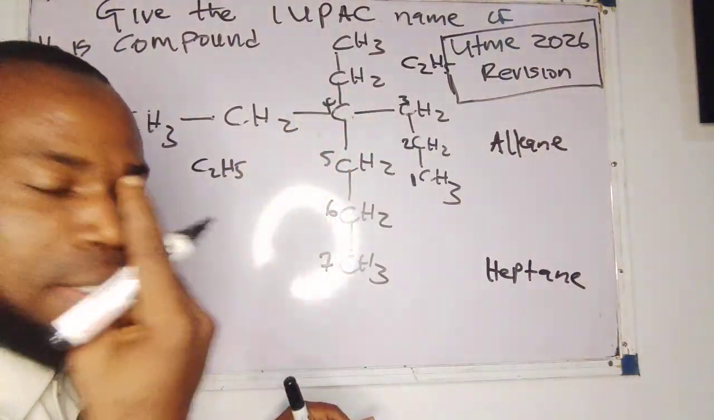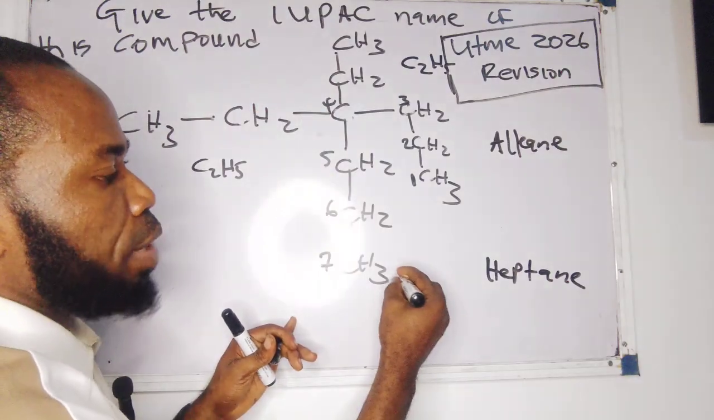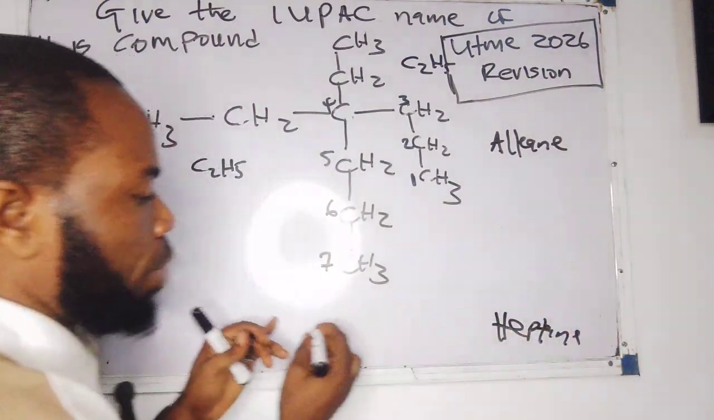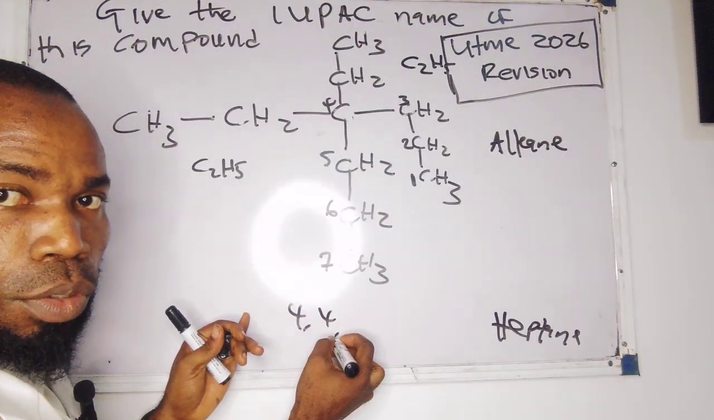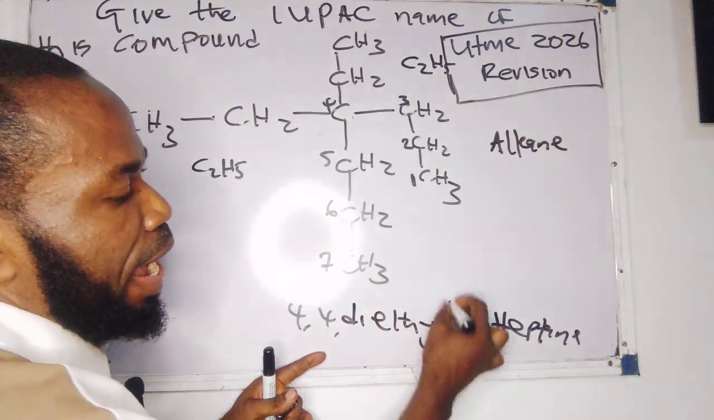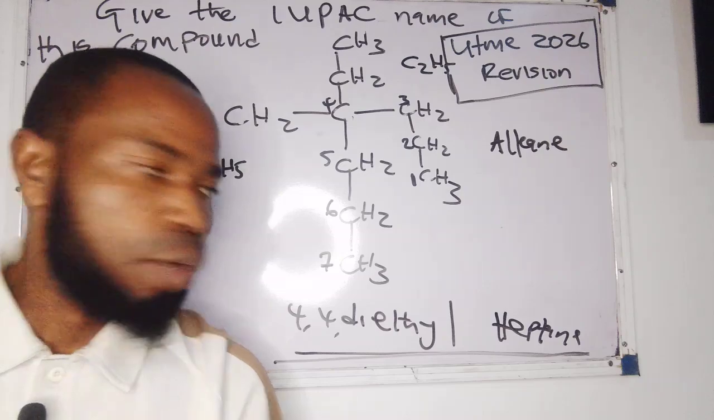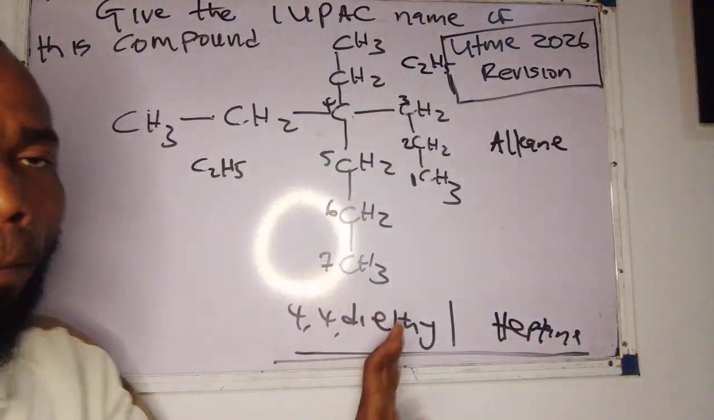But I have two ethyl groups, so I have to be very careful. One is on carbon number 4, another one is also on carbon number 4. So what will I do? Let me bring it down. Let me write my parent name here first, heptane. So I'm now saying 4,4, you see, di what? Diethyl heptane. So 4,4-diethylheptane. Now this is the name of this compound.